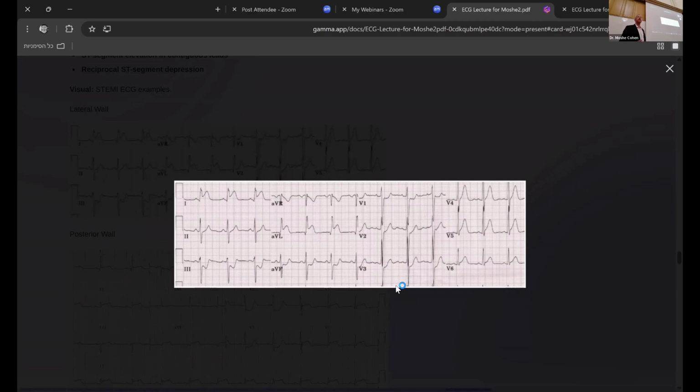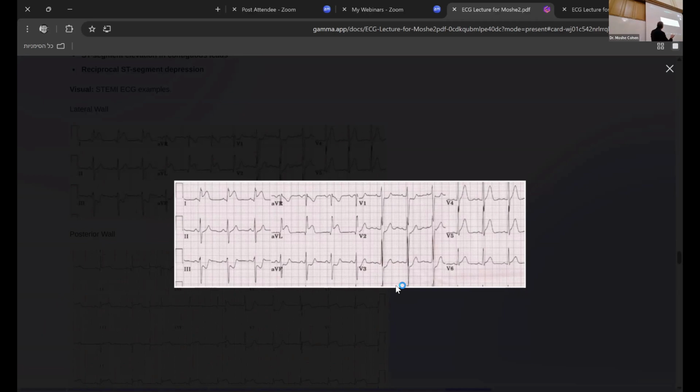What about the axis? What do you think? Normal? Let's see. Lead one is positive, right? But AVF is negative. You see that the AVF has a prominent S wave and a less prominent R wave. So if AVF is negative and one is positive, this is a left axis deviation. So we clearly have here a left axis deviation.